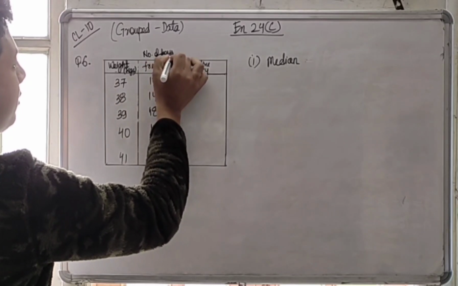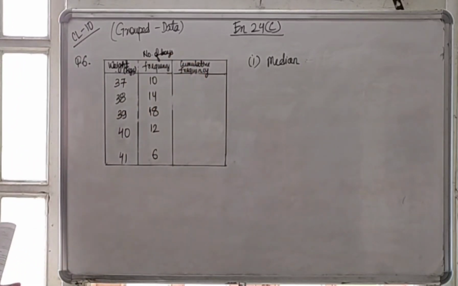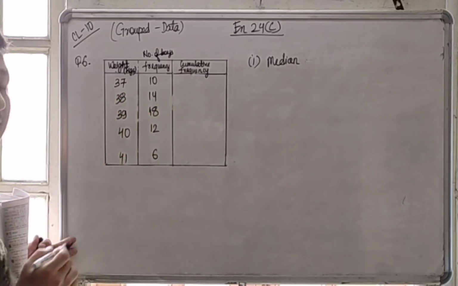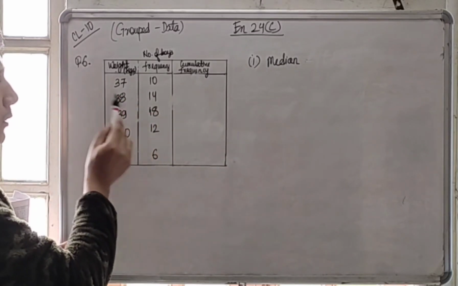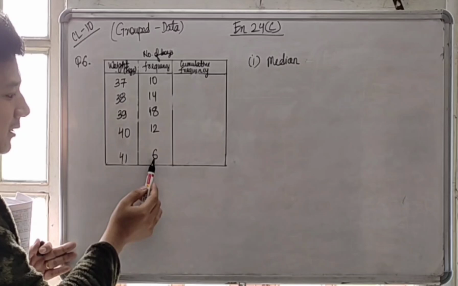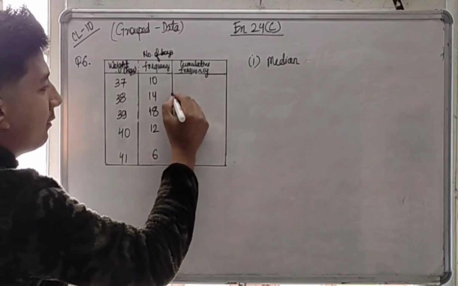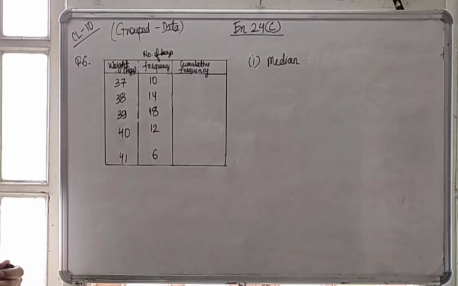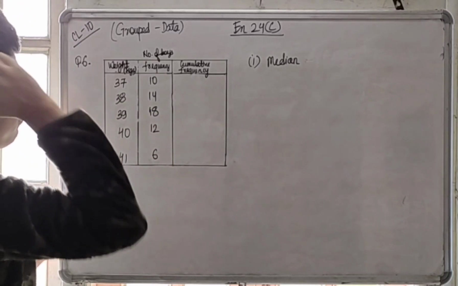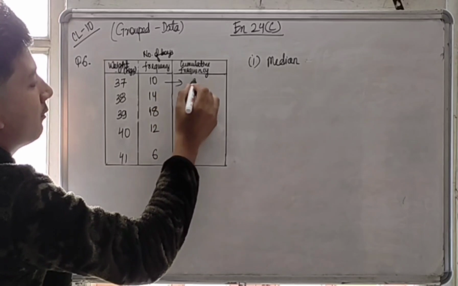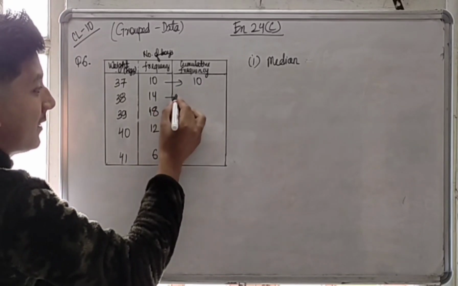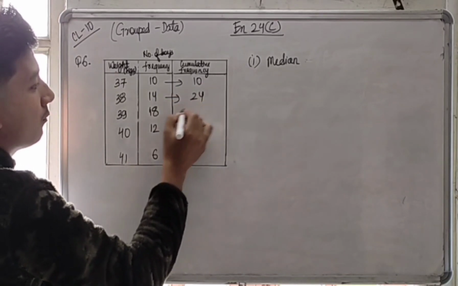In total, how many boys are there? There are 60 boys. There are 10 boys whose weight is 37, 14 boys whose weight is 38, and similarly 6 boys whose weight is 41. We are asked to find the median, so for that we have to check whether the number is even or odd. Let's start finding the cumulative frequency. The first one is 10, the second one is 10 plus 14, which is 24.